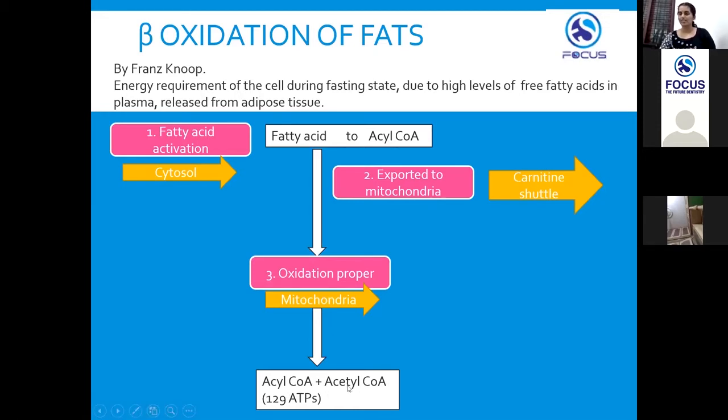So this acetyl-CoA goes to the Krebs cycle or citric acid cycle to produce energy, whereas this acyl-CoA can re-enter this cycle. And when one palmitate molecule enters beta oxidation, about 129 ATPs are produced. So a high amount of energy is produced as a result of beta oxidation of fats. You can take a screenshot of this slide.